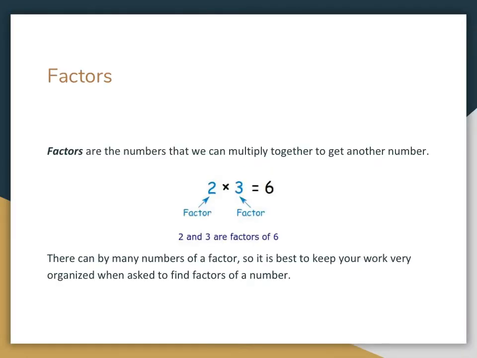We'll start with factors. Factors are numbers that we multiply together to get another number. In the example shown here, 2 and 3 are factors of 6 because 2 times 3 equals 6. There can be many factors of a number, so it is best to keep your work very organized when asked to find factors of a number.